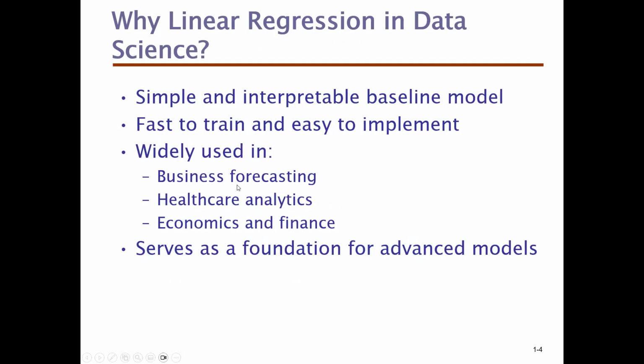Why linear regression in data science? Well, first of all, they're simple and very easy to interpret. So simplicity and interpretability, a baseline model. Also very fast to train and easy to implement. Speed is very good too. And the outcome is very straightforward, so even a layperson will understand the concept.